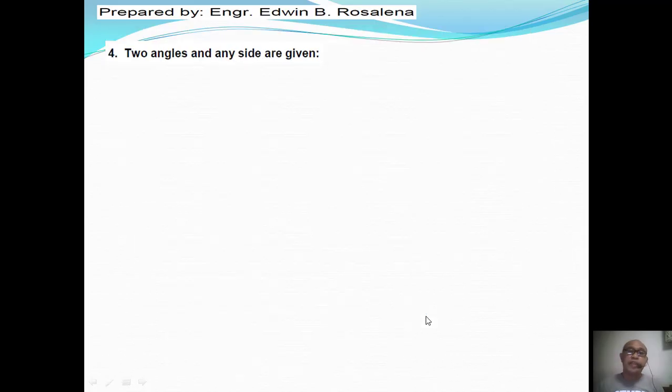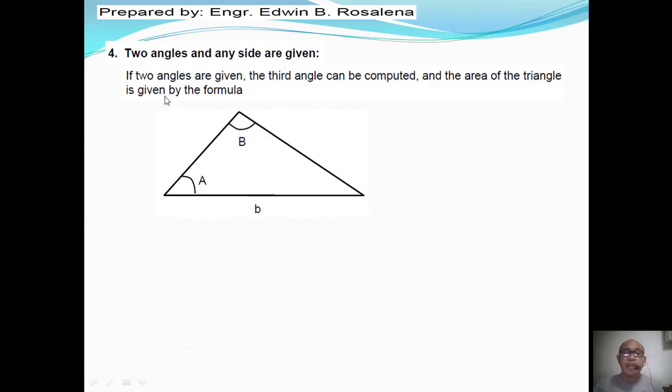Okay, so the fourth formula, if you are given 2 angles and any side. Let us say we are given angle A and angle B, and we have here, let us say, side B. But this can be any side. Now take note that we can solve for the third angle, C. So as if we know already the three angles, and then we have one side, the area of the triangle can be computed.